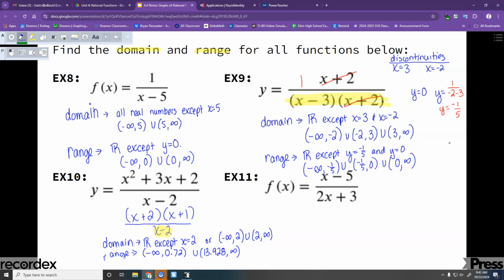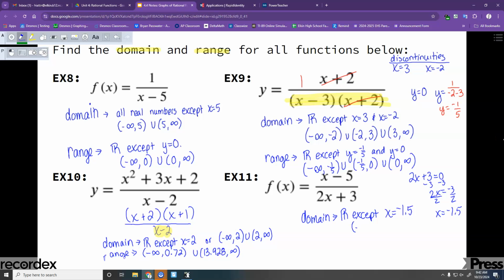Okay. Let's do 11, domain. What number can I not have? 2.5. Not 2.5. 1.5. You're getting close. 1.5. Negative 1.5. Okay? Because you're doing 2x plus 3 equals 0. Subtract that 3. 2x equals negative 3. Divide by 2. X equals negative 1.5 or negative 3/2.